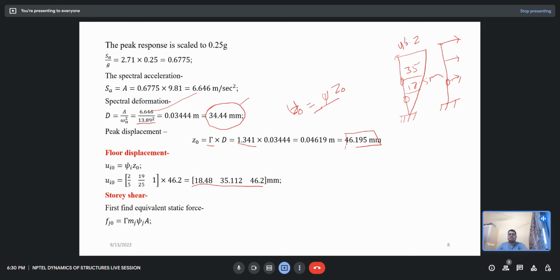For the equivalent static force at the jth floor, the formula is given as gamma, mass of that particular floor, psi, the shape function at that particular location, and a, the acceleration. What is force? Force is m into acceleration, mass times acceleration. So the mass of that particular floor, and a is the acceleration we got from the response spectra, modified with the gamma load factor we have calculated, and the shape function corresponding to that location.